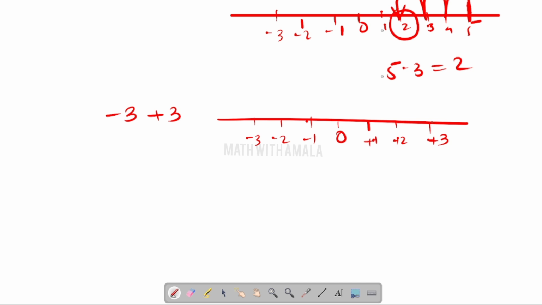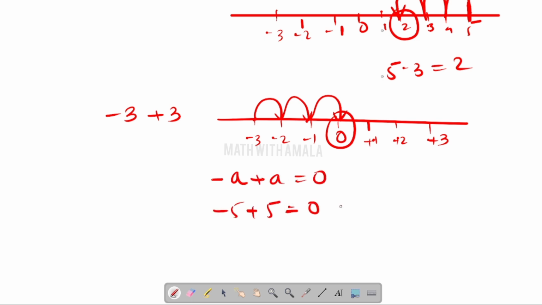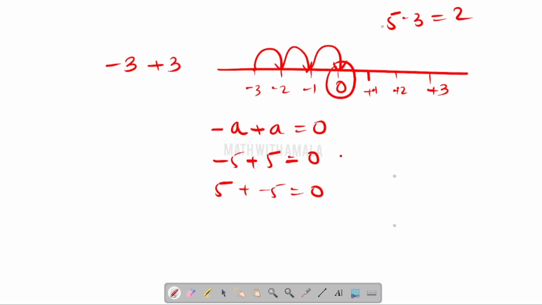Next, minus 3 plus 3. Start from minus 3 and move 3 units towards the right, that is 0. Minus a plus a is equal to 0 in general. Minus 5 plus 5 is equal to 0. 5 plus minus 5 is equal to 0.